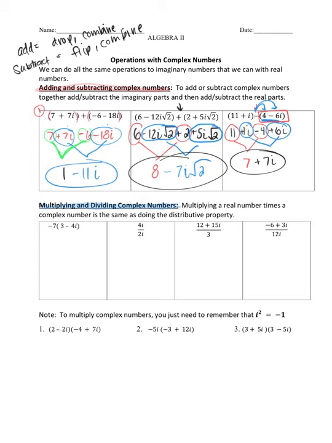And when we multiply, what we use is the distributive property. For example, in this first one I have here, I have -7 times 3 minus 4i. So I am just going to distribute. There's only one number here that I'm distributing, and that's the negative -7. So I have a -7 times 3, which gives me a -21. And then a -7 times a -4i, which gives me a +28i. And that's my answer. So multiplying could be a little easier when it's just one number outside that parenthesis.